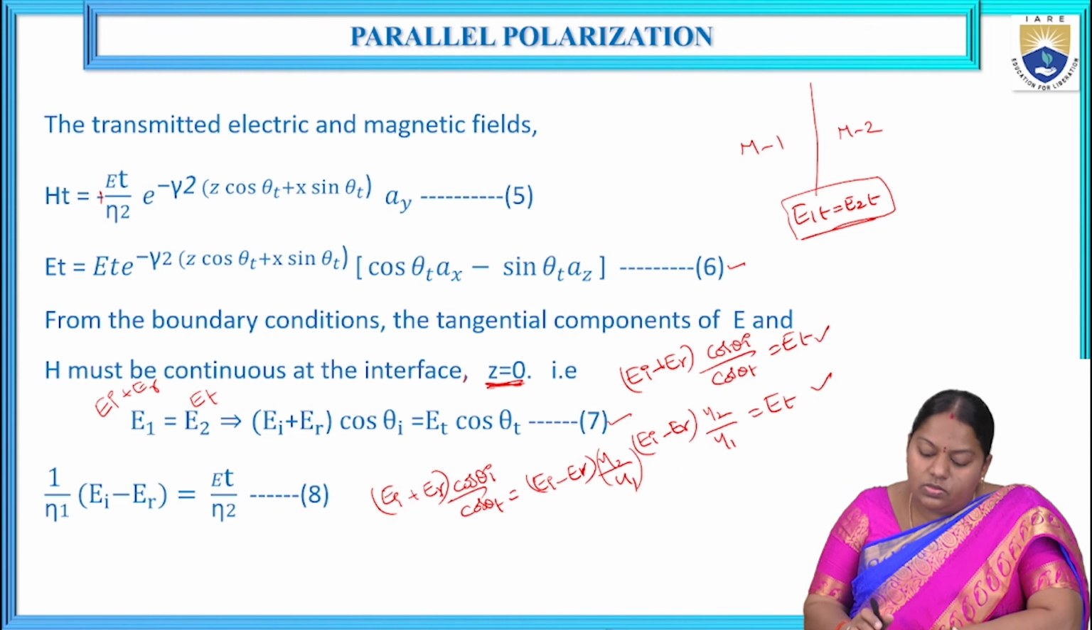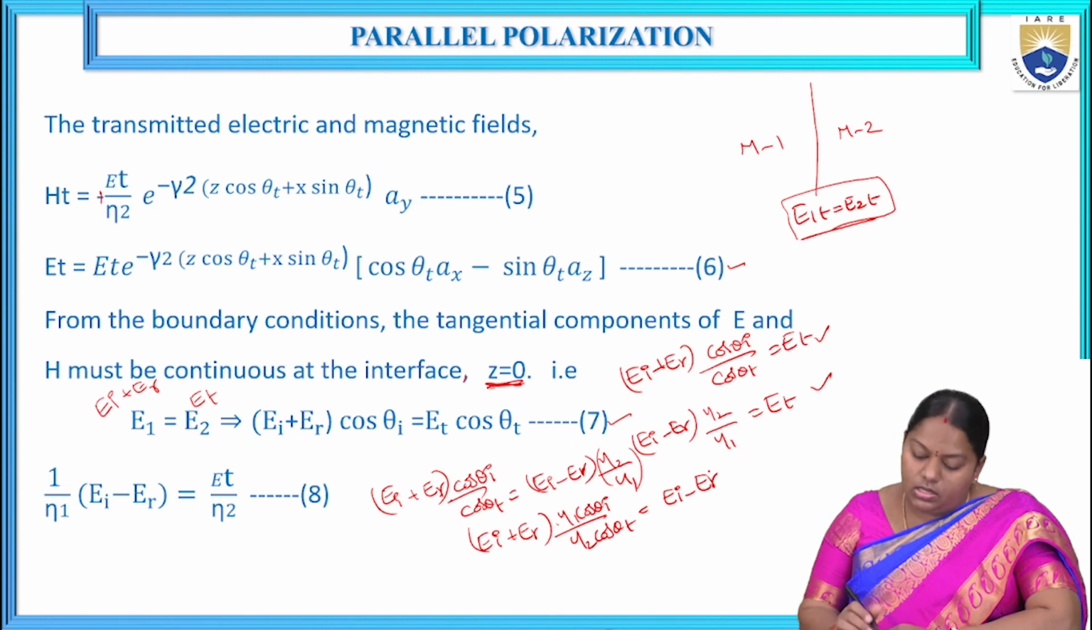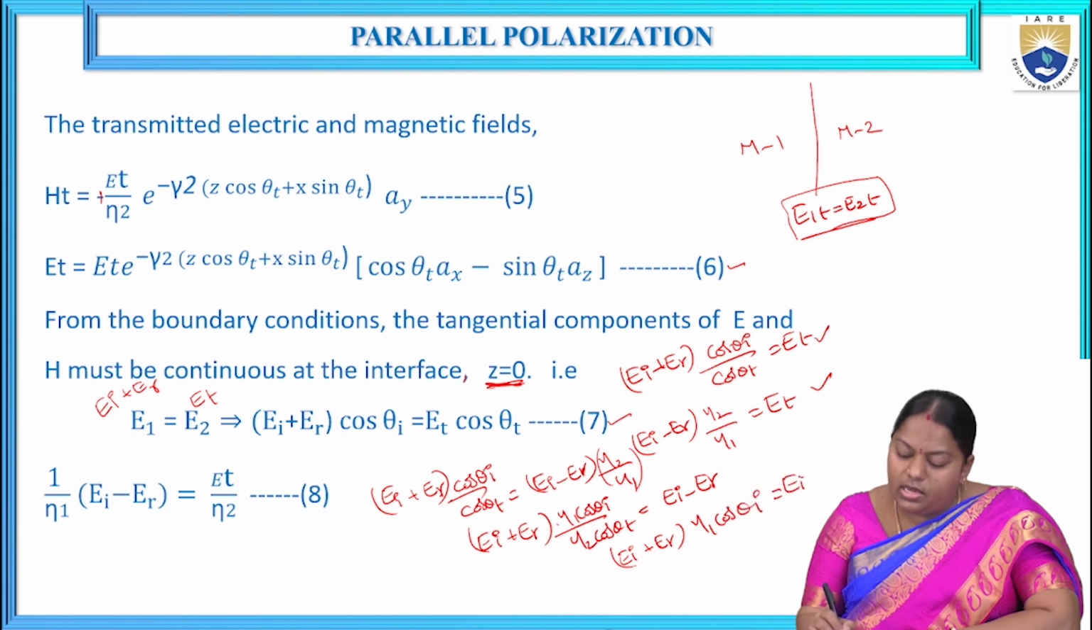Okay, so if you take this one to this side, then it becomes (Ei plus Er) into eta 1 cos theta i by eta 2 cos theta t equal to Ei minus Er. Now if you simplify this equation, (Ei plus Er) into eta 1 cos theta i equal to (Ei minus Er) into eta 2 cos theta t.